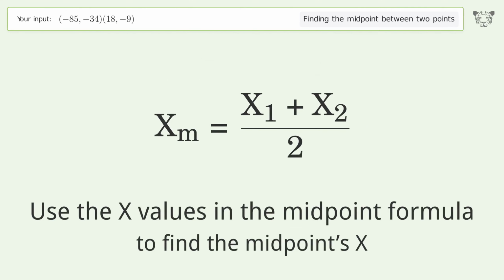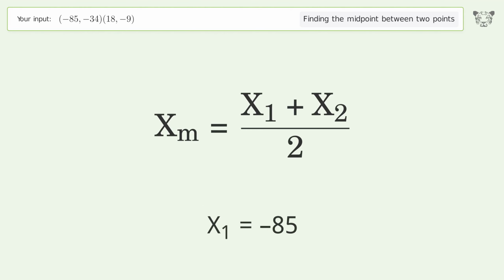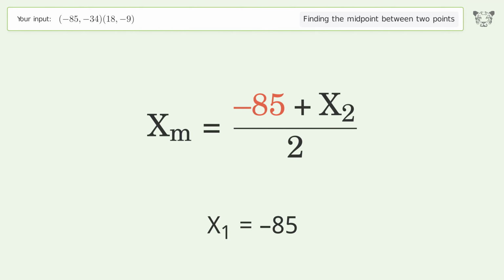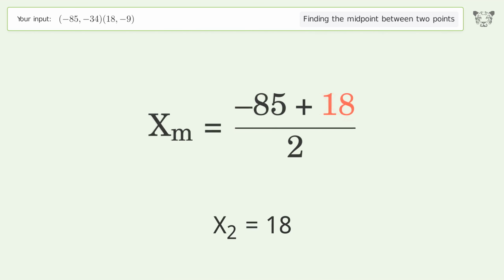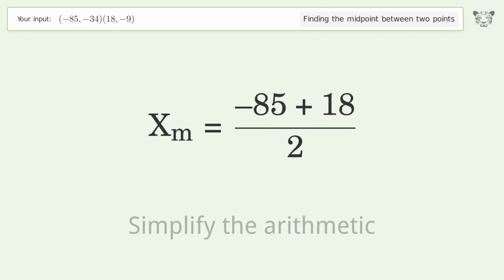Use the x values in the midpoint formula to find the midpoint's x. x1 equals -85. x2 equals 18. Simplify the arithmetic.